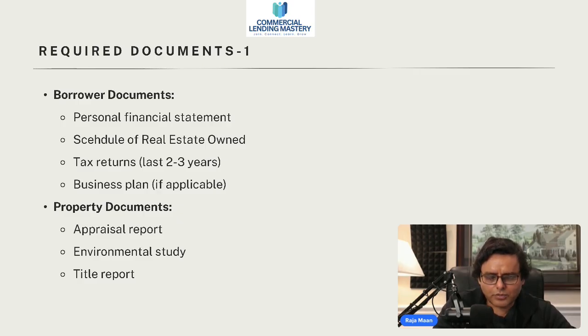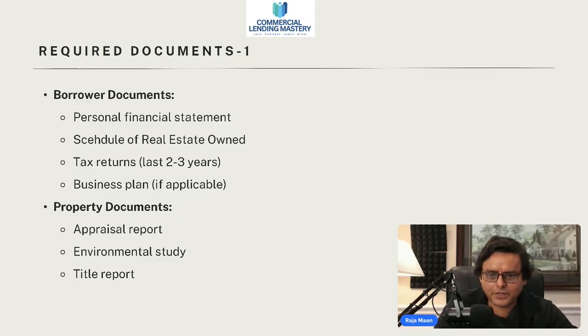Schedule of real estate owned properties. We need to see how many properties you own right now, how many projects you have done in the past. It's always on the schedule of real estate owned properties. Tax returns for the last 2 to 3 years. Usually we don't ask right away, but this is part of the process. Business plan, if there's any. It's not very important, but it is helpful if you have a business plan.